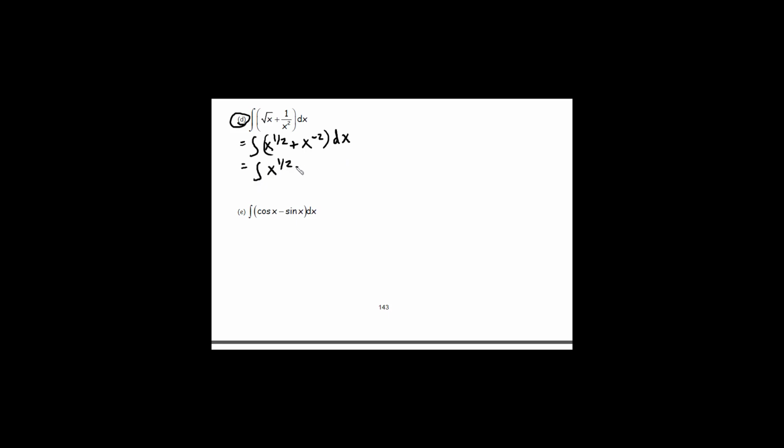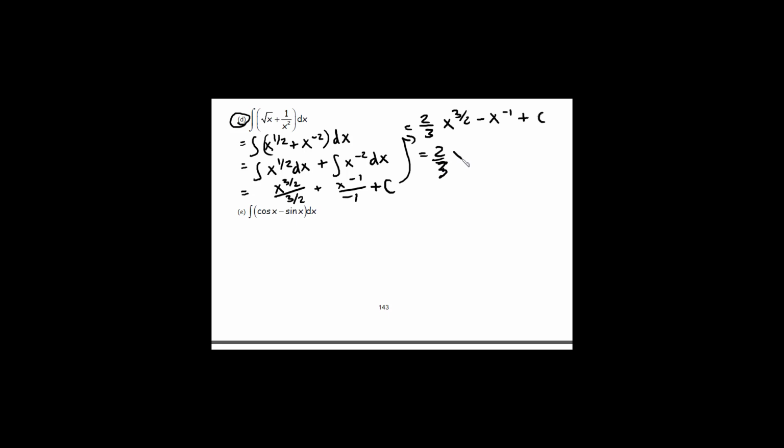The integral of x to 1/2 dx plus the integral of x to negative 2 dx. And then I'll just apply the same rules that I've been applying, adding 1 to the exponent and dividing by the new exponent. So this is x to 3/2 divided by 3/2, plus x to negative 1 divided by negative 1, plus a c at the end. Dividing by 3/2 is the same as multiplying by 2/3, so 2/3 x to 3/2 minus x to negative 1 plus c, or just 2/3 x to 3/2 minus 1 over x plus c.